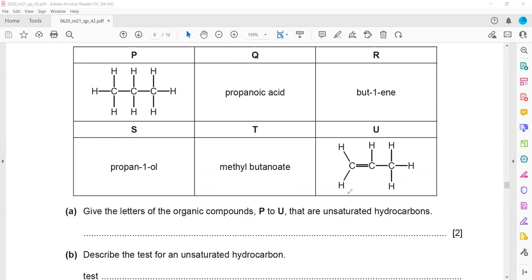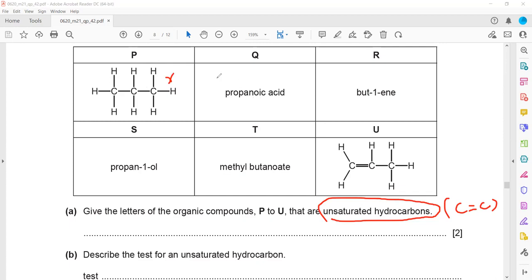What is the meaning of unsaturated hydrocarbon? The term unsaturated means that they contain carbon and carbon double bond. So between the two carbon atoms, if there is a double bond, we call them unsaturated hydrocarbons. So when we check P, P is not an unsaturated hydrocarbon. It is saturated because there is a carbon-carbon single bond.